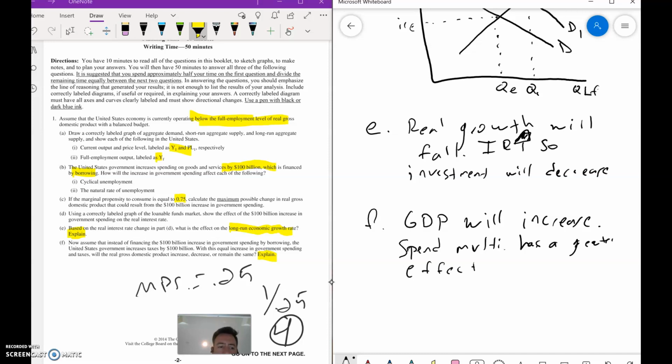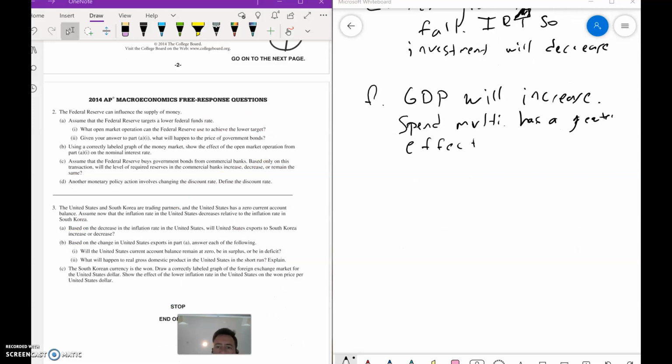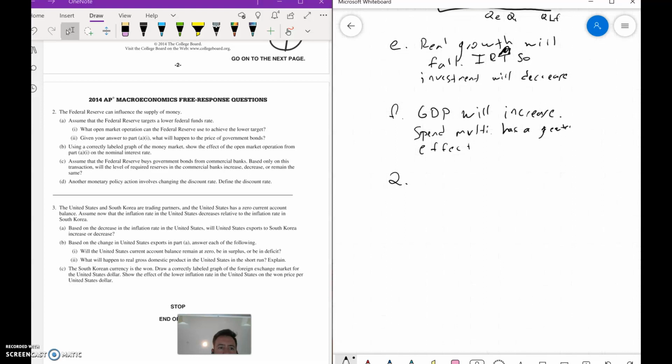And that's it. All right, let's move on. All right, let's go with number 2 here. Number 2 says, assume the Federal Reserve targets a lower federal funds rate. So we know they don't control the federal funds rate, they influence it, and they do that by buying and selling of bonds. So if they want a lower federal funds rate, that means they want more money in the system. And so we know for A1, buy, because buy big, so they're going to buy.